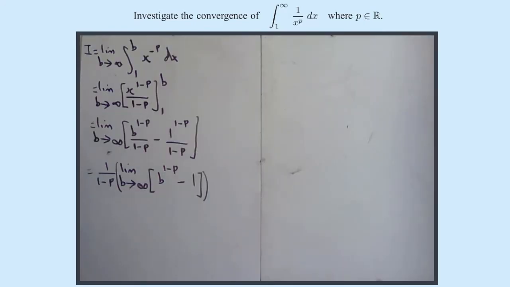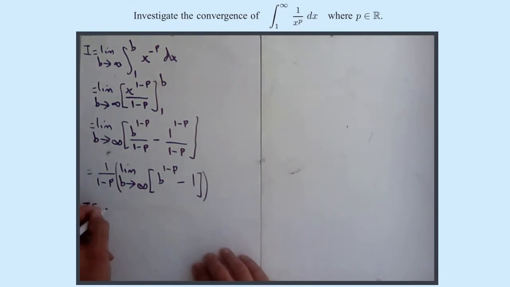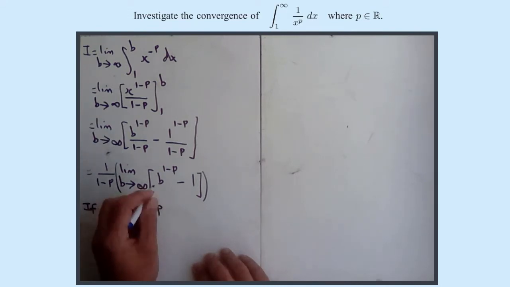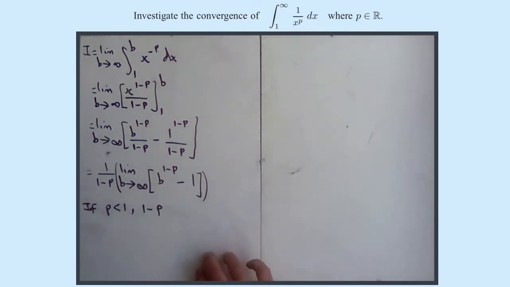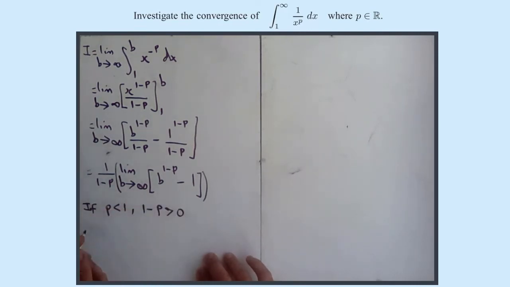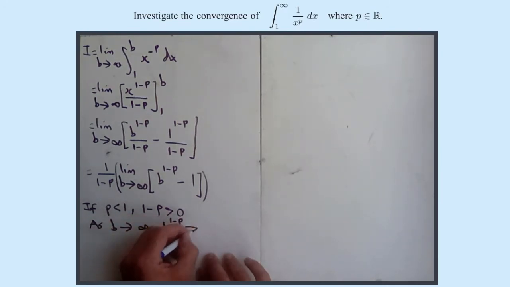Okay, so looking at the form we've got it in, I'm going to consider the case where p is less than 1 first. If p is less than 1, that means 1 minus p, which is the power that we're raising b to, is going to be positive, greater than 0. So that means as b approaches infinity, b to the power 1 minus p also approaches infinity.